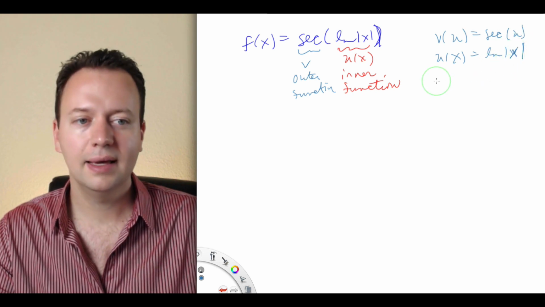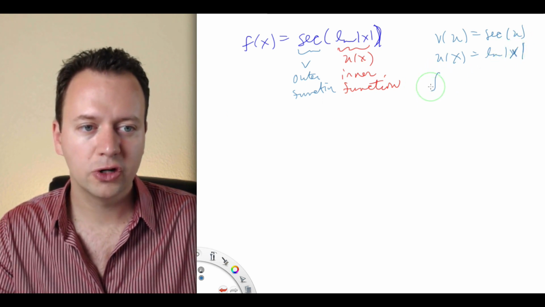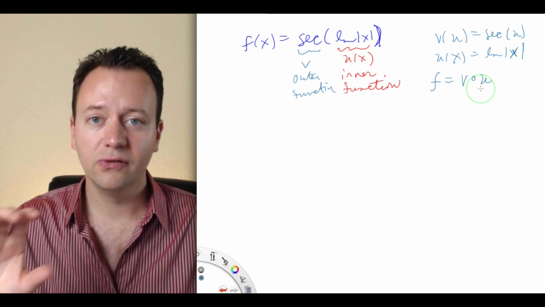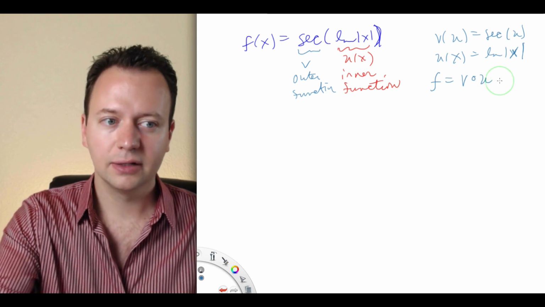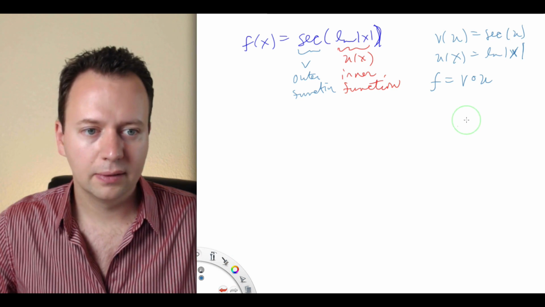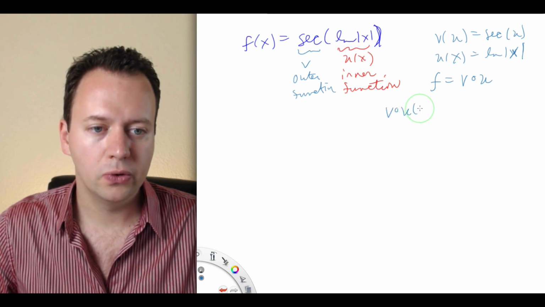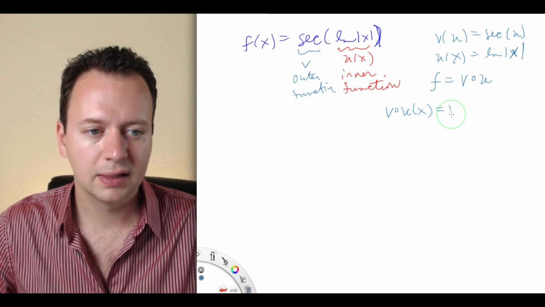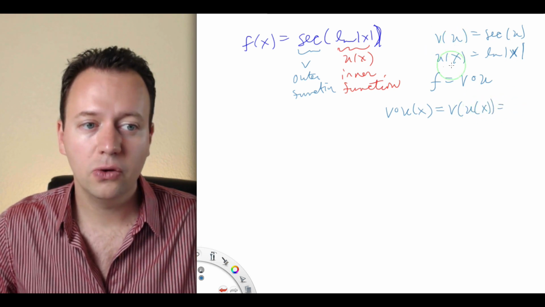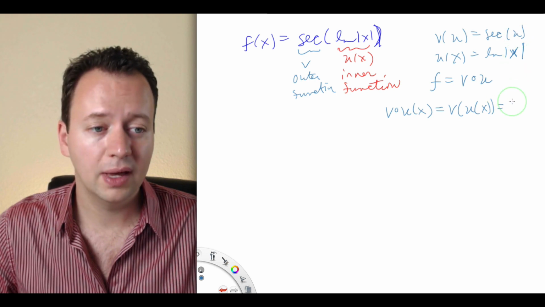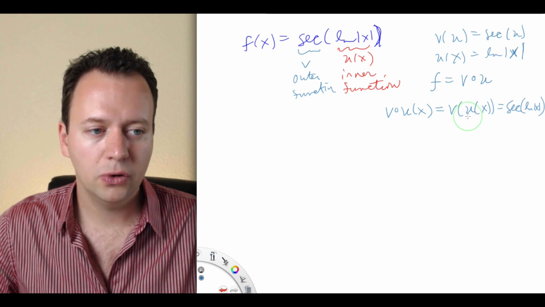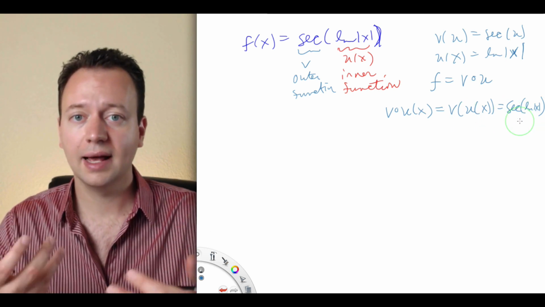Right. So you can see the function f is just v composed with u. So it's v of u of x. So we take u of x and input it into the function v, right? Because v composed with u, which is a function of x, is v acting on u of x. So v of u of x is secant of ln of x, so it's that composite function.